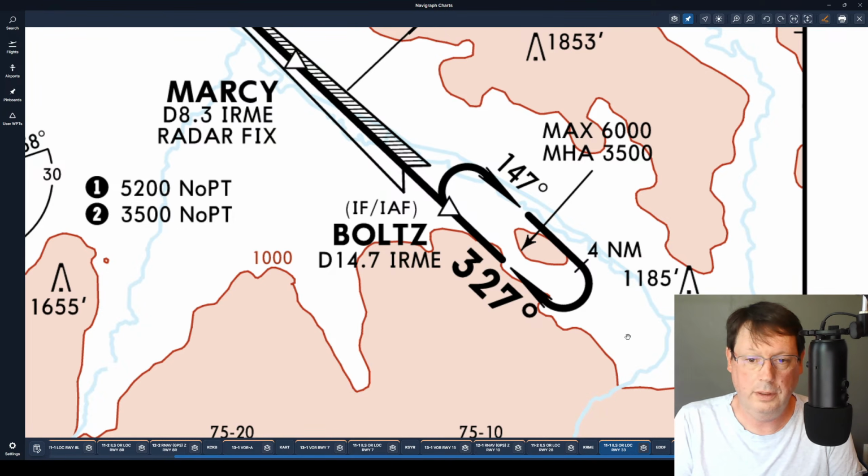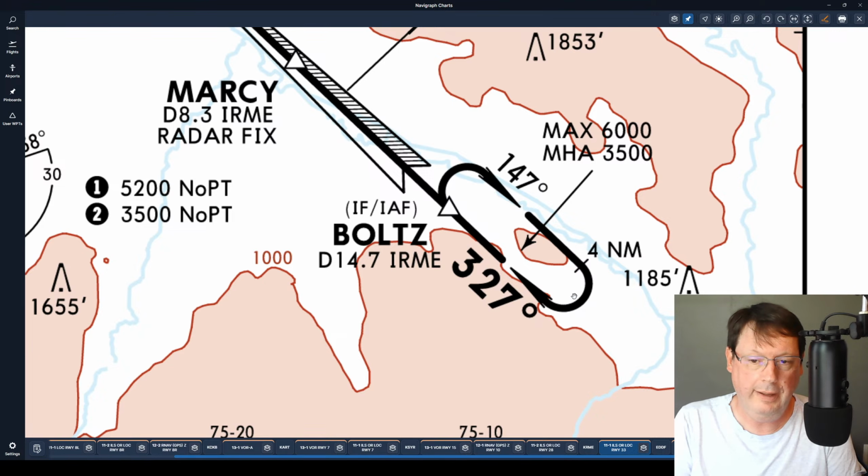Then there's another one called a parallel entry, where, let's say you're coming on a heading of 147 from up here to BOLTS. You get to BOLTS and you continue outbound on that 147 degree heading. You're basically parallel to the inbound of 327. You fly that. In this particular case, I probably would fly 4 nautical miles, but you could also do 60 seconds. And then you make a left-hand turn.